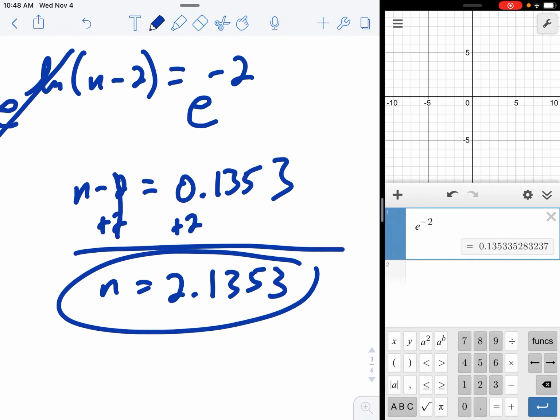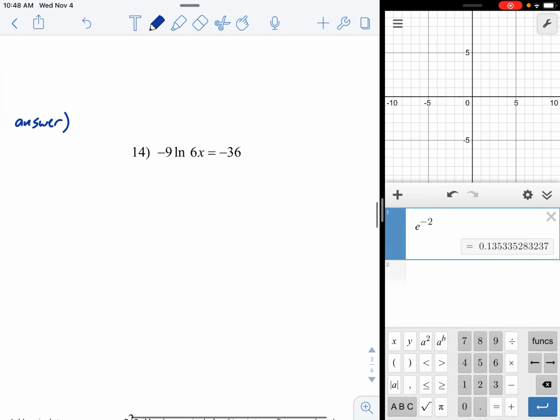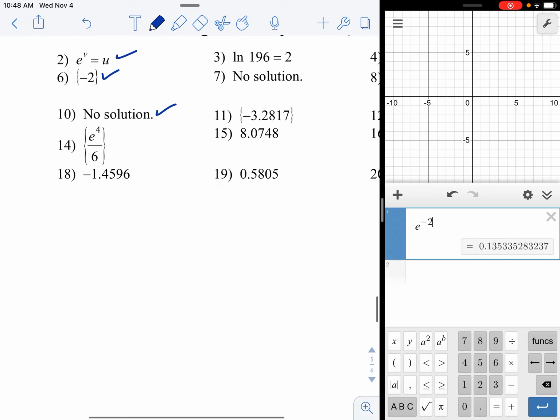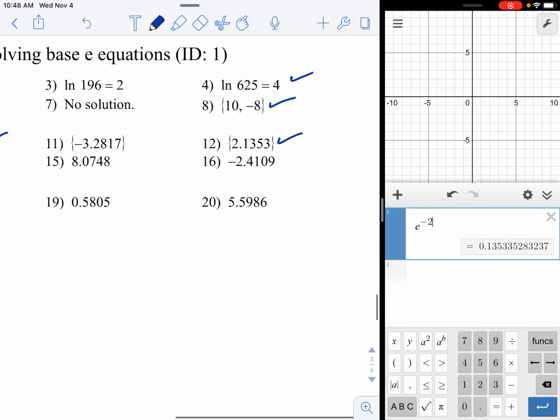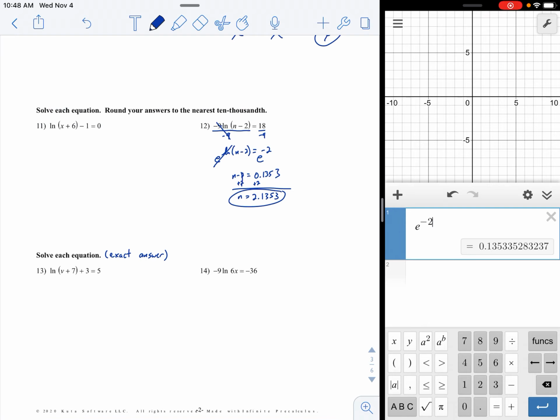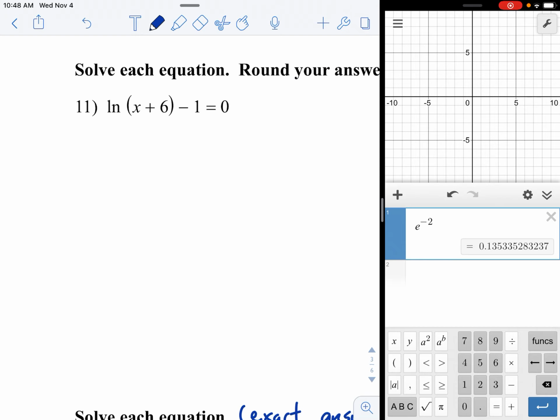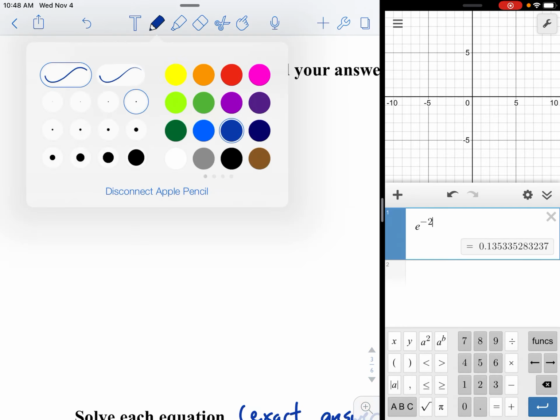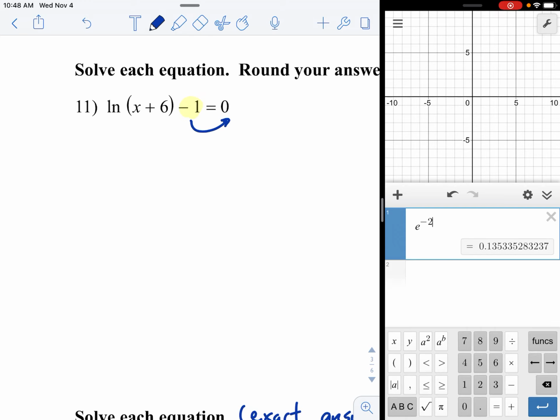2.1353. Let me check myself and make sure I didn't mess anything up on number 12. 2.1353. There it is. So just like the other worksheet we did last week where you have to cancel out a logarithm by dropping a base, it's the same thing except here you're going to drop base e at some point. It wouldn't be the first step here. Obviously, you're going to need to move that 1 over to the other side, but at some point you're going to be dropping a base e.